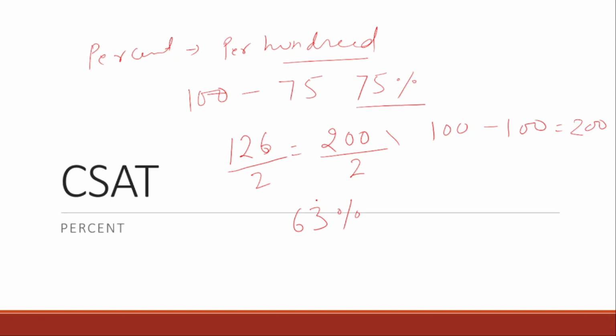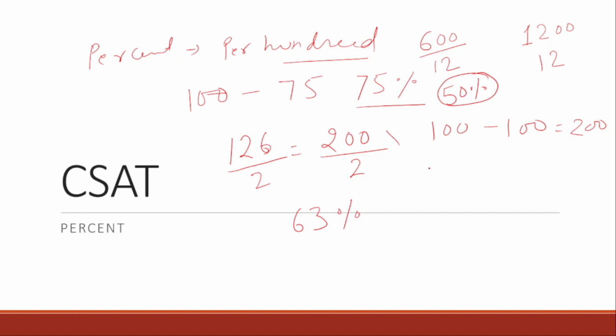Let's take another example. Suppose a student scores 600 out of 1200. So we have to find out the percent, meaning per 100 score. So in 1200, how many hundreds are there? Total 12. So let's divide it by 12 and we will get 50%. Okay. So this is the basic idea behind percent.